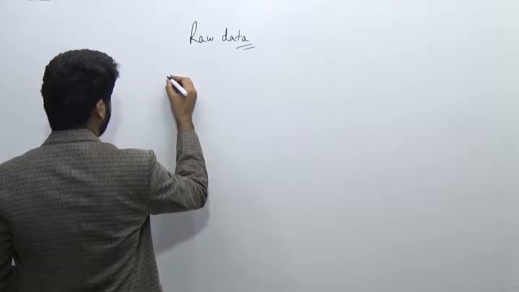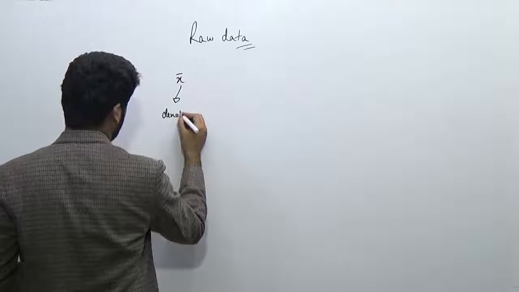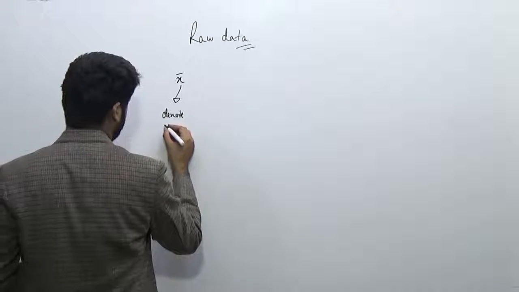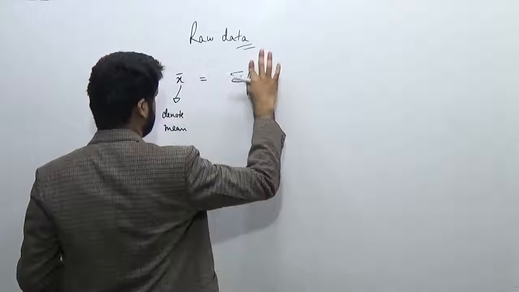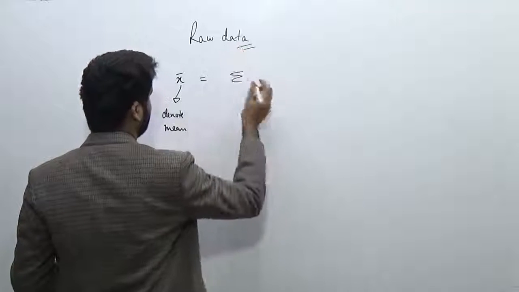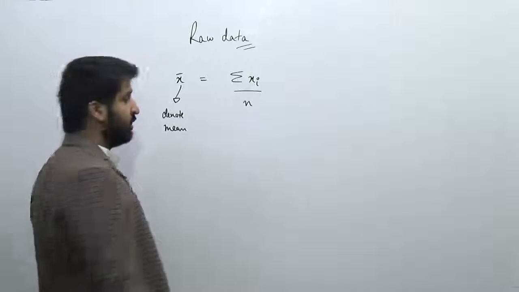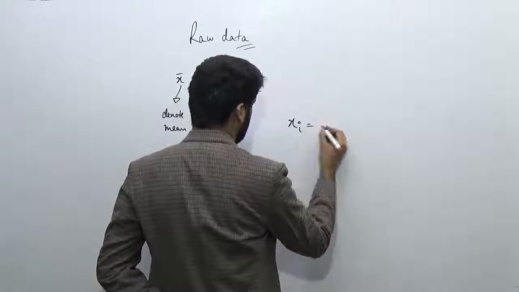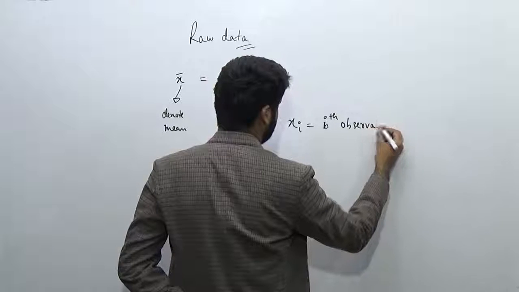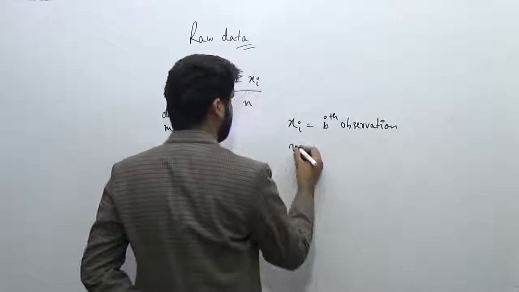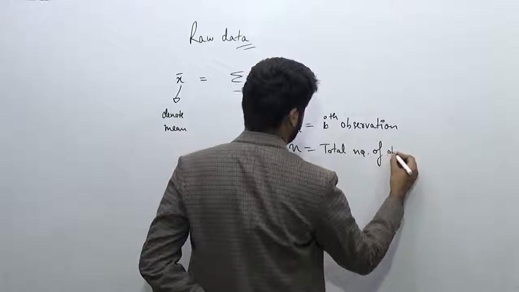Now let's write down the numerical formula, x bar. This is how we denote the mean. So x bar is equal to sigma. First of all I am going to write for raw data only, sigma xi divided by n, where xi is the ith observation and n is the total number of observations.